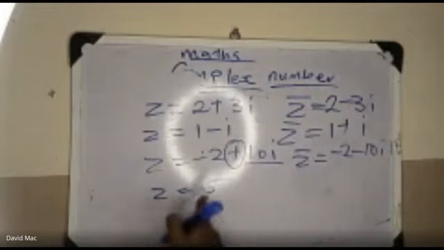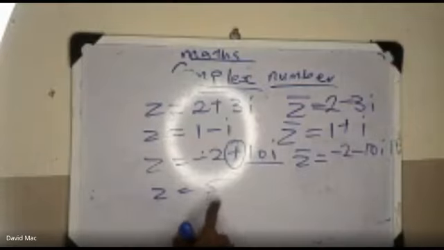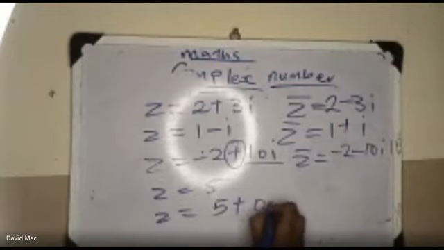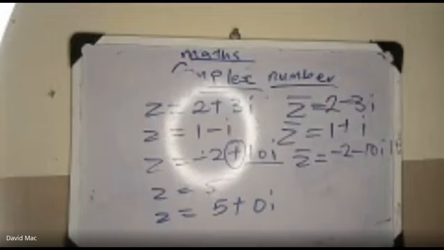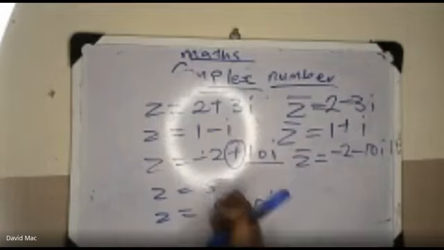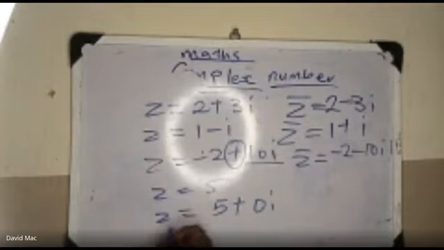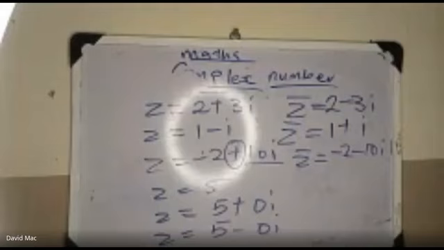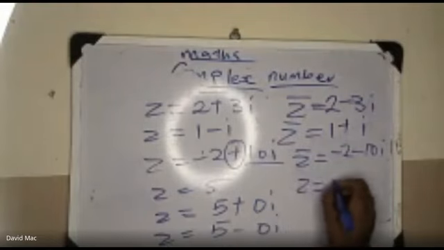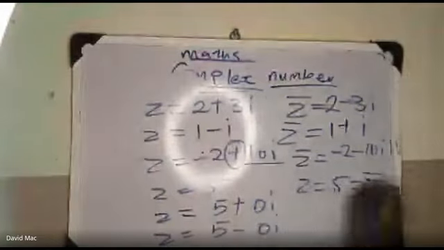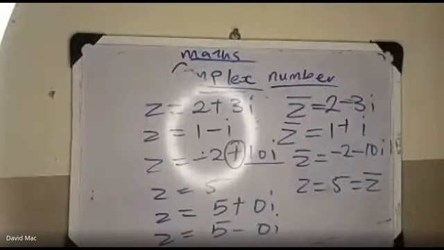First of all, this number here can be written as Z is equal to 5 plus 0i, because i does not have a coefficient here. Did they put any coefficient of i? No. So 5 plus 0i is the same thing as 5. Or you can say 5 minus 0i. Is that clear? So you can just say the conjugate of Z is equal to 5 is also equal to bar Z. That's what it means.